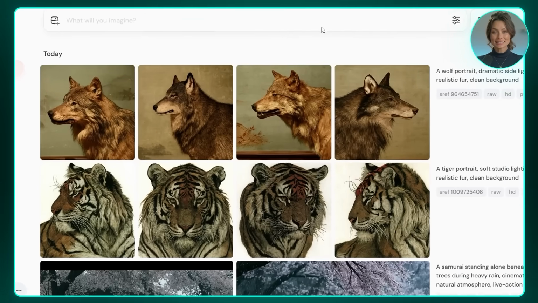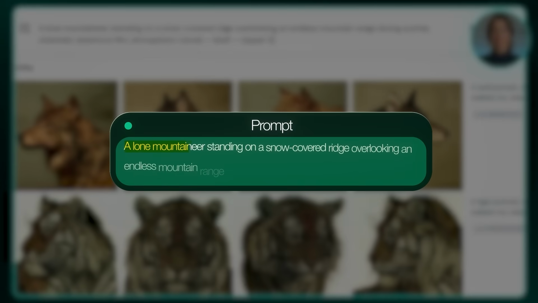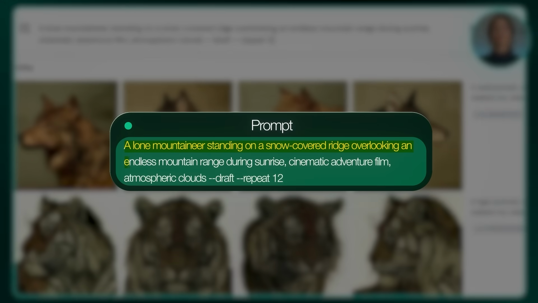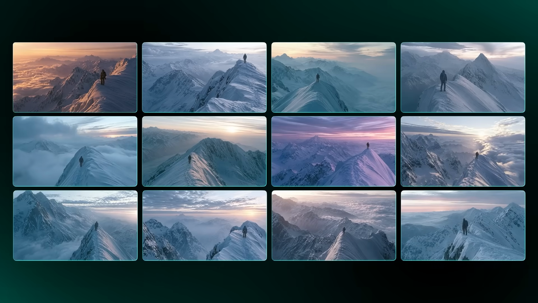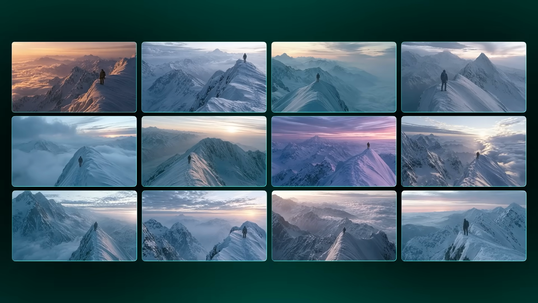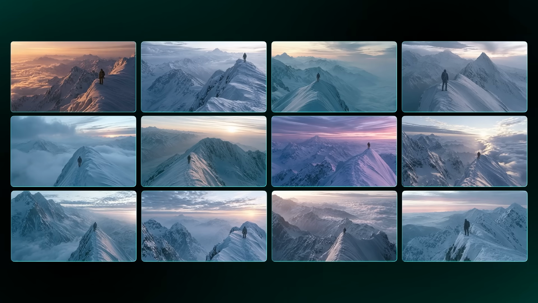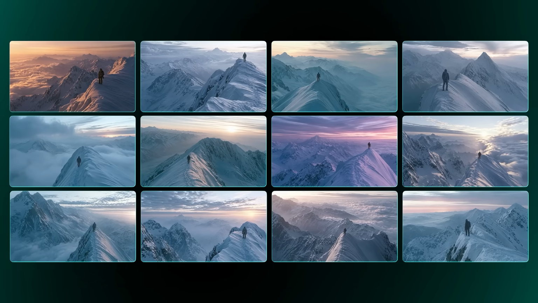For my second test, I used a lone mountaineer standing on a snow-covered ridge overlooking an endless mountain range during sunrise. I enabled draft mode and hit generate. That gave me 12 rapid variations back almost instantly, which let me pick the strongest composition before committing to a full render, saving me a ton of time compared to generating one at a time.